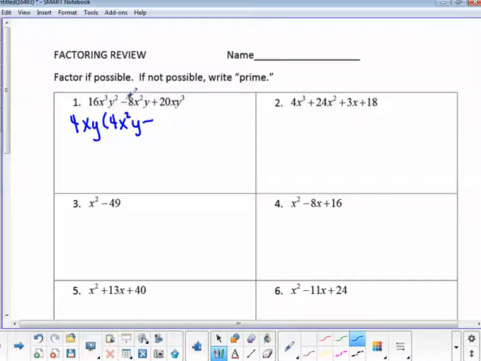4 times 2 would give you the 8. X times another x gives you the x squared. And you already have the y, so you don't need another y here.